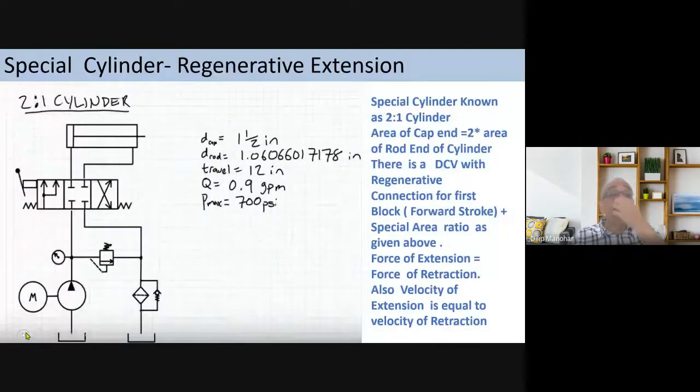Then we go to the special cylinder. This is just for our academic interest. This special cylinder is known as a 2:1 cylinder, where the area of the cap end is 2 times the area of the rod end of the cylinder, and it uses a regenerative method for extension. What we find here is that the force of extension and the force of retraction are the same. Also, the velocity of extension is equal to the velocity of retraction. So in this configuration, it is called a special cylinder, just for interest of design.